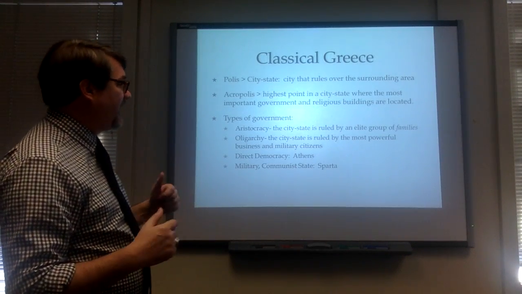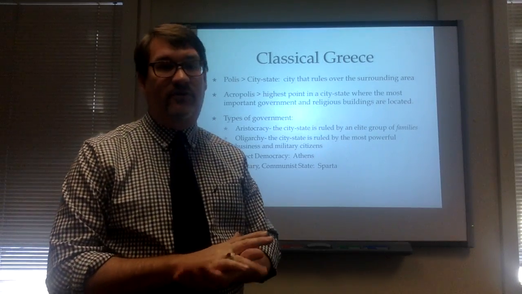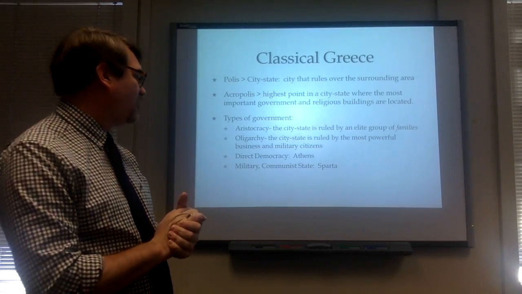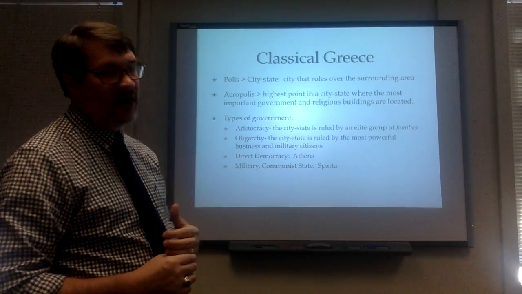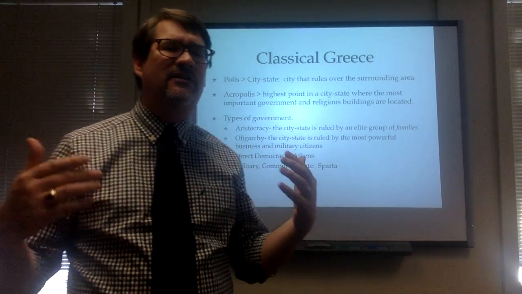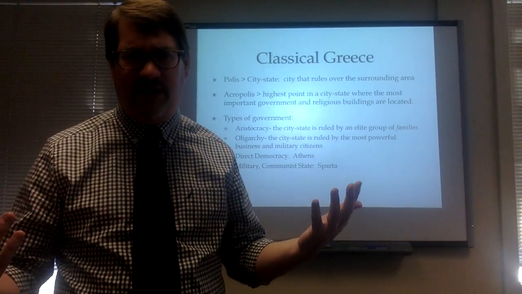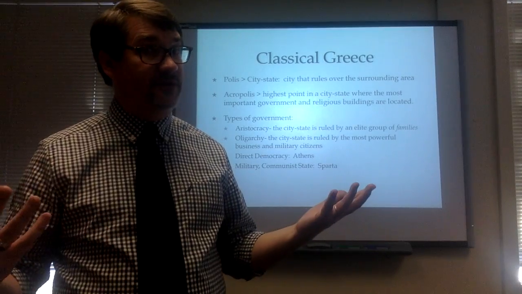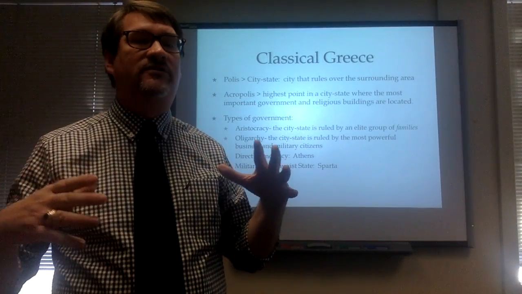We're going to talk about Athens. Athens is what we consider to be a direct democracy, and we'll discuss what that means. And then we have Sparta, and Sparta is a military communist state. Okay, so it's interesting to use those terms in the ancient world. We haven't really talked about democracy in the ancient world. We haven't talked about communism in the ancient world as well. And so we're going to compare those two.